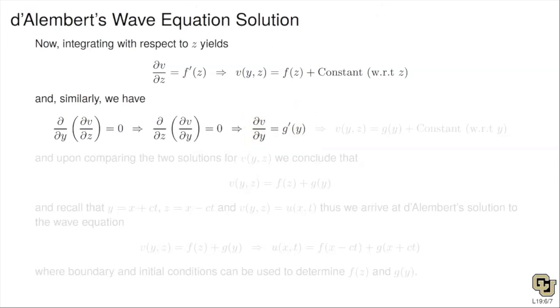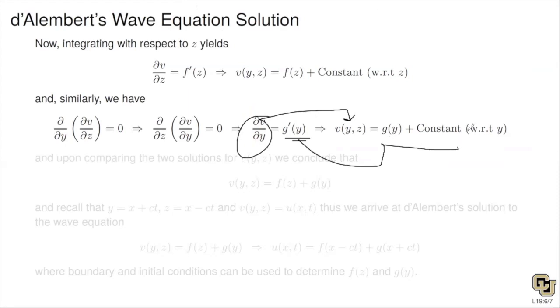So on the left-hand side, when I integrate with respect to y, this term here is v_yz. Integrate this with respect to y, I get g of y plus a constant. What do I mean by plus a constant? This is something that doesn't have a y variable in it. It may have a z variable in it. Okay, so now compare both of these equations.